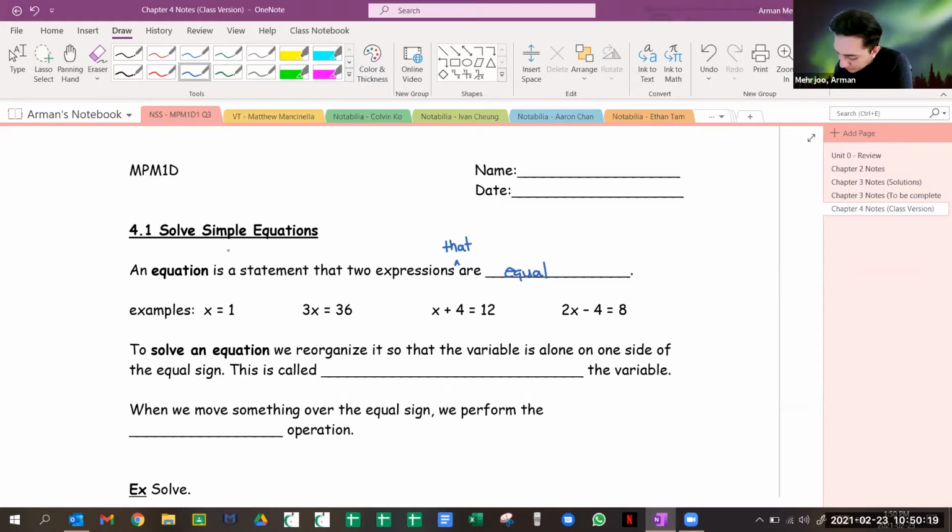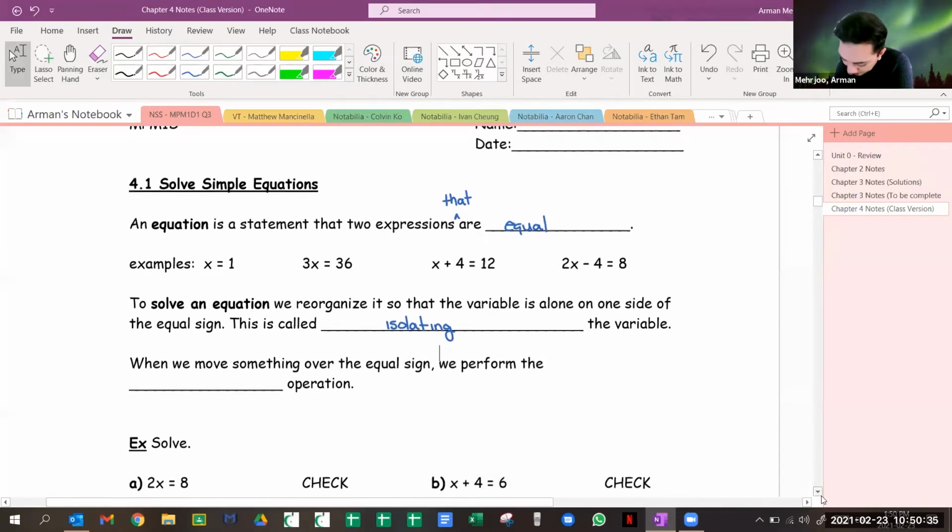To solve an equation, we reorganize it so that the variable is alone on one side of the equal sign. This is called isolating for the variable. When we move something over the equal sign, we perform the opposite operation.